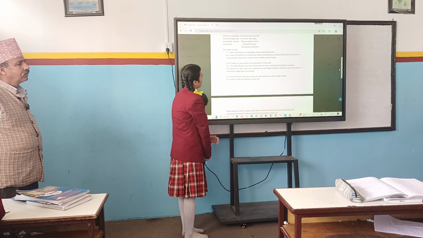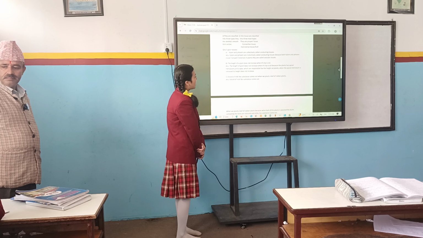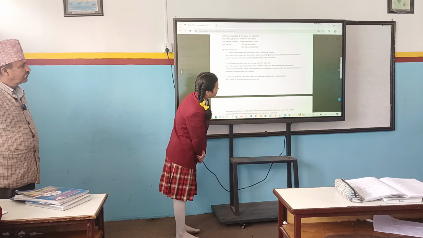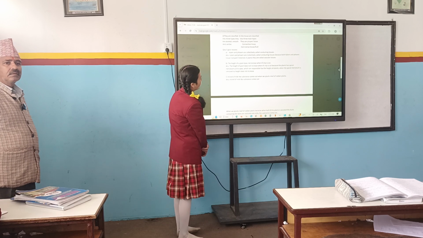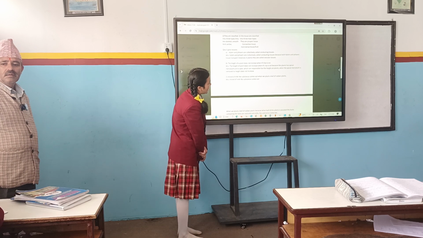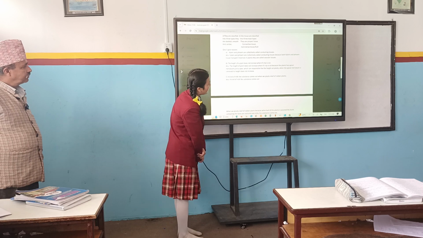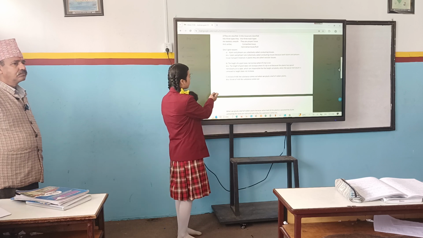Next is the height of a plant does not increase when its tip is cut. The height of a plant does not increase when its tip is cut because the plant has apical meristems at its apex, which are responsible for the height of the plant. When the apical meristems are removed, its height does not increase.